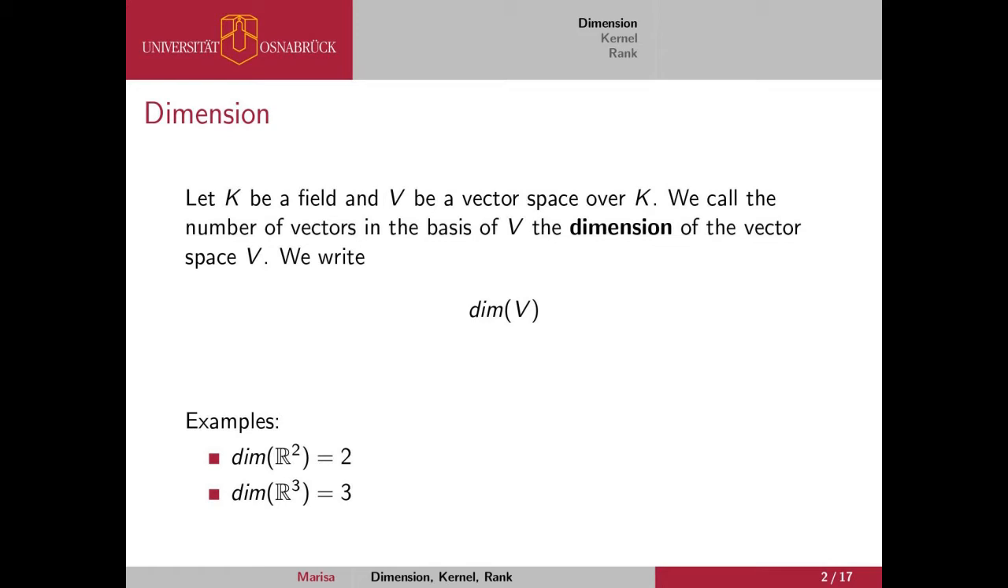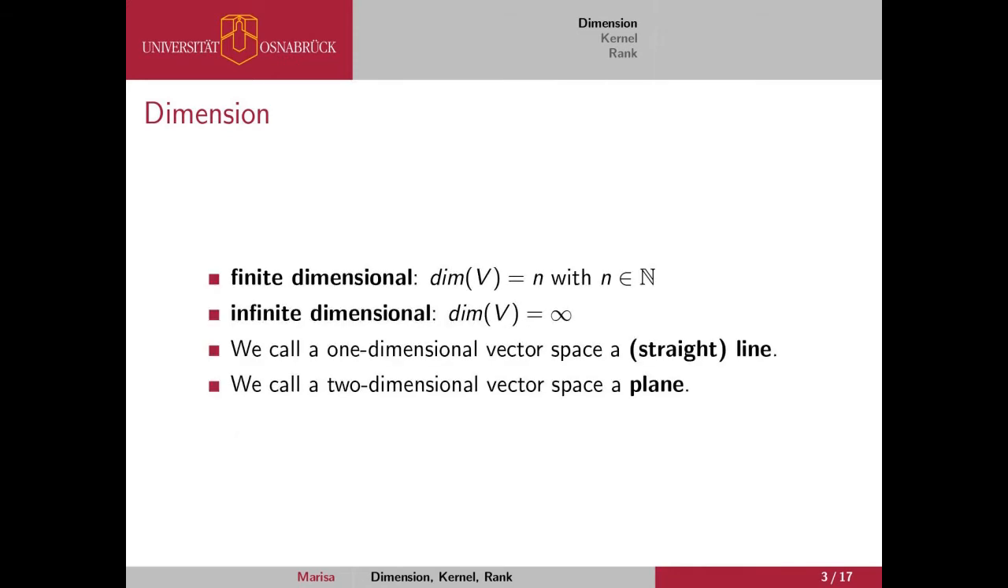And a basis for the R2 would, for example, be the vectors (1, 0) and (0, 1). So therefore, this basis has 2 elements, and therefore the dimension of the vector space is 2. And for R3, this is the same. So a basis would be (1, 0, 0), (0, 1, 0), (0, 0, 1). So 3 elements are needed in the basis. Therefore, the dimension of R3 is 3.